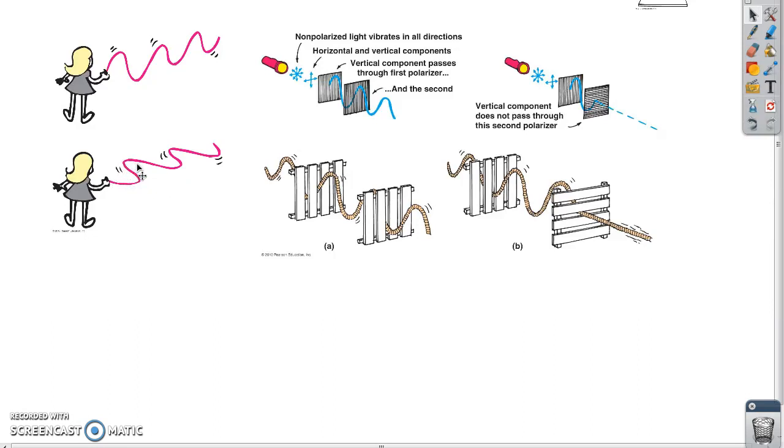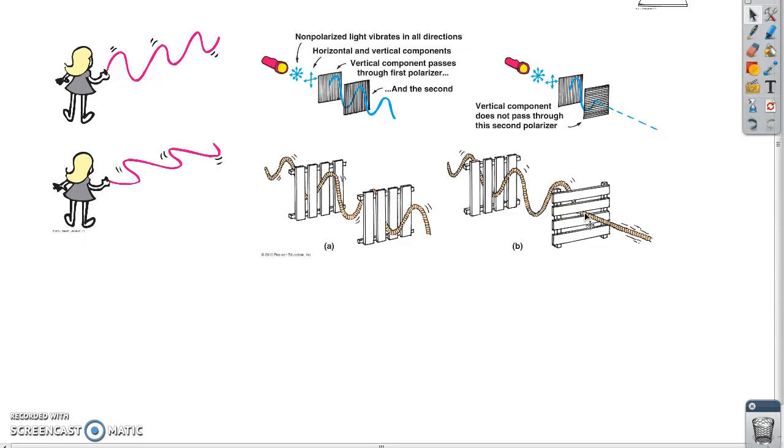So what polarized sunglasses are is kind of like a picket fence. And it has slits that allow things to go up and down. So any of the light rays that are going up and down can come through. But if you put it through one where you turn one this way and one this way, then it will block out all the light.